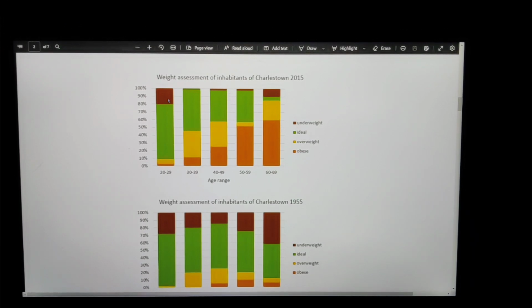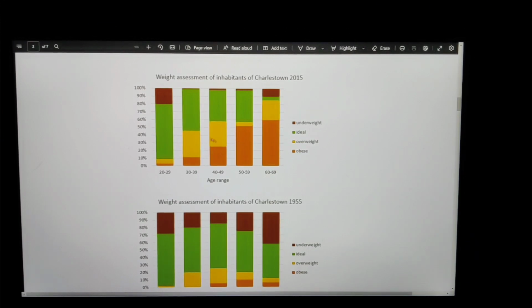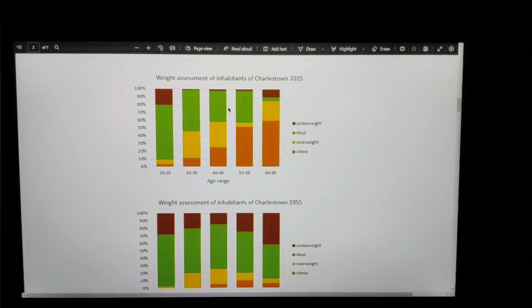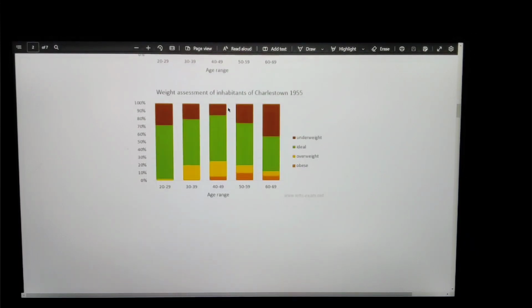The brown ones are underweight, green are ideal weight, yellow are overweight, and these dark oranges are obese. So we'll have to summarize the main features of these graphs and compare them in the 4 paragraphs we'll write. I'll tell you the format of these 4 paragraphs. The common format will be given in the video, so stay tuned.